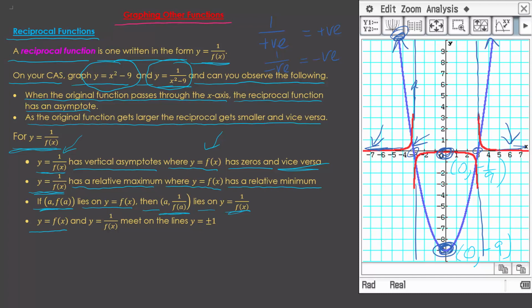Y equals f of x and y equals 1 over f of x meet on the lines y equals plus or minus 1. And that's because 1 over 1 is equal to 1, and 1 over -1 is equal to -1. And we can see they meet here, and they meet here, and that's on the lines y equals 1 and y equals -1.